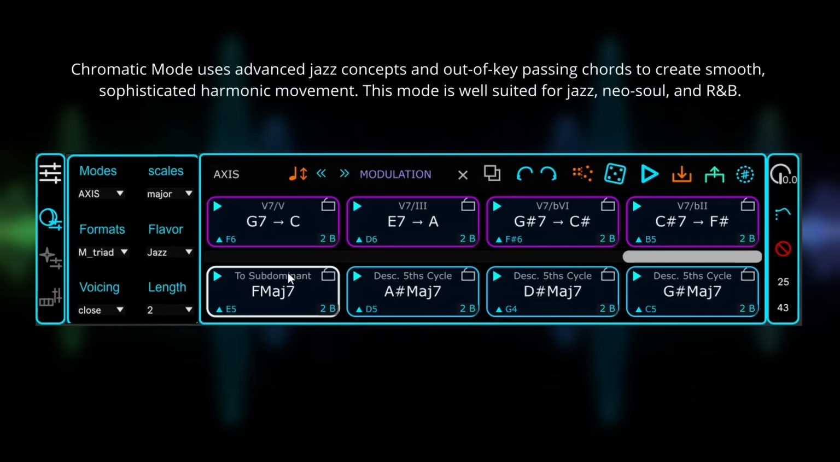Chromatic mode uses advanced jazz concepts and out-of-key passing chords to create smooth, sophisticated harmonic movement. This mode is well suited for jazz, neo-soul, and R&B.